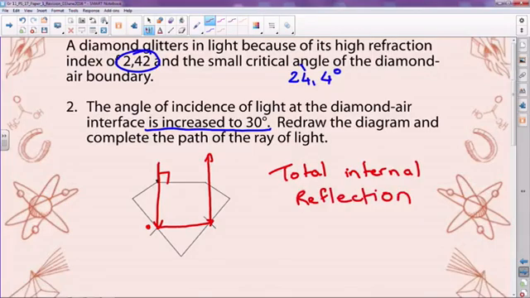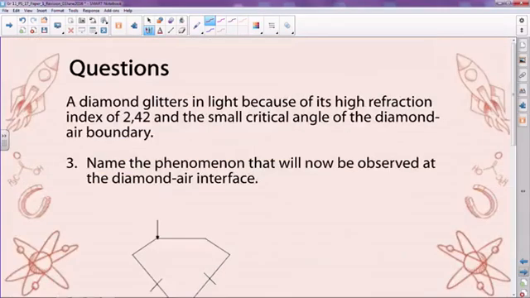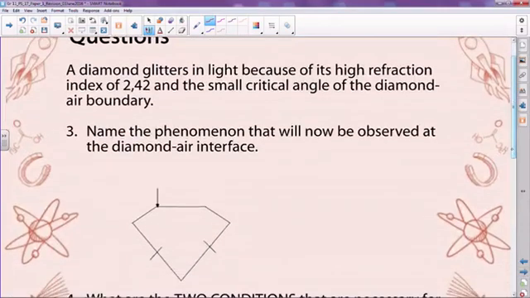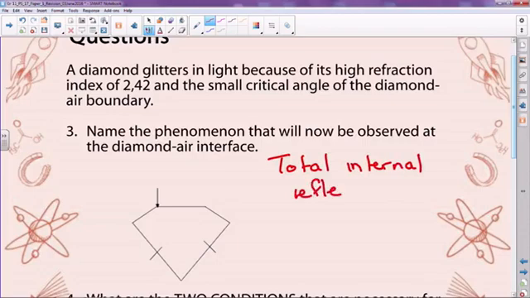So let's have a look here. Oh, look at that, I answered the question already. Name the phenomenon. It is total internal reflection. And I'll just draw it again for you. Comes down, comes across, goes up.